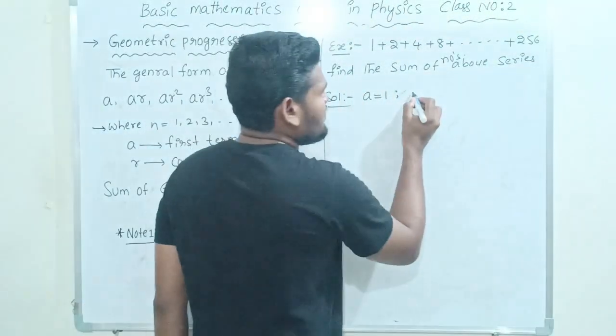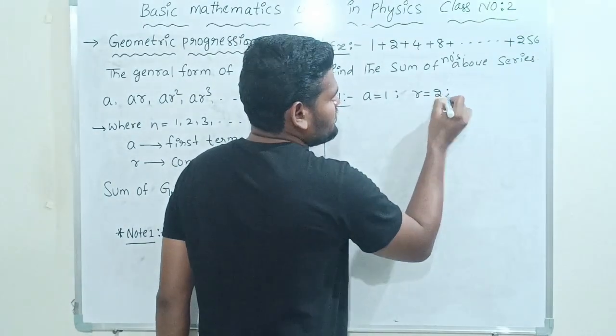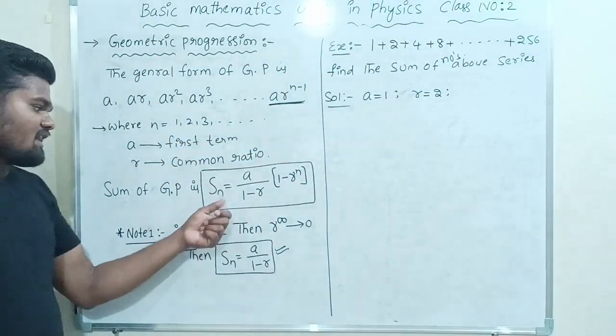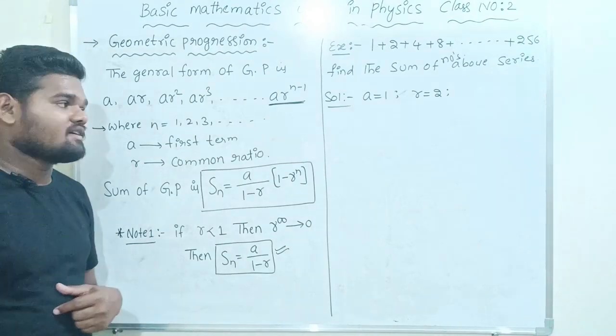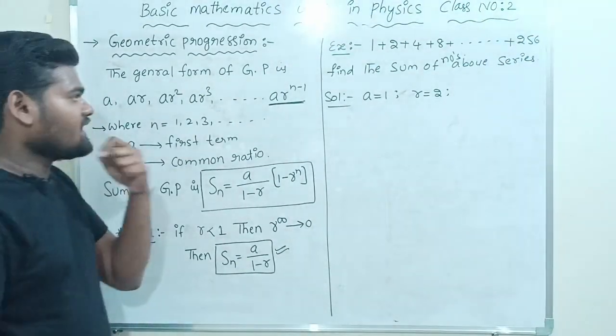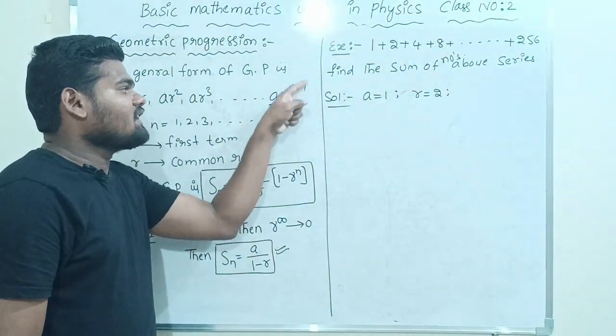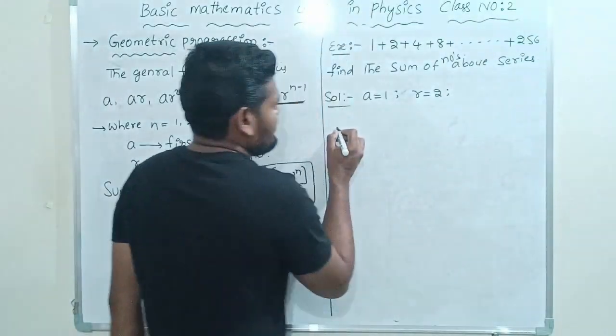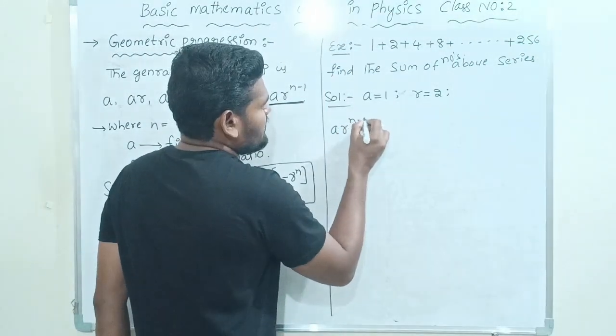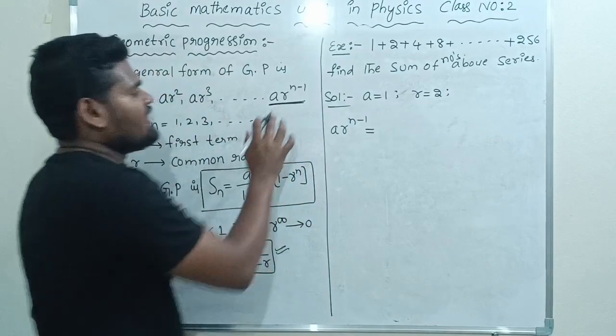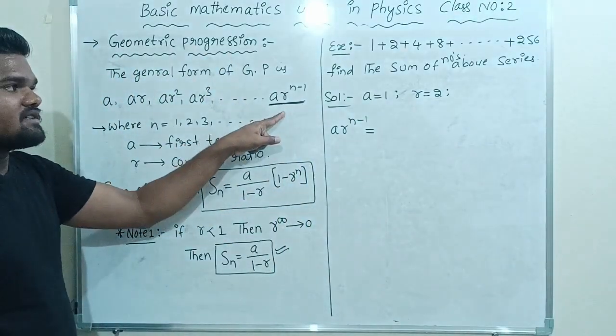Okay, so what is the value of r? r is equal to 2. Now what do we have to find? The nth term. How do we find the nth term? This is the common nth term: a r to the power n minus 1. This is the nth term in a geometric progression.